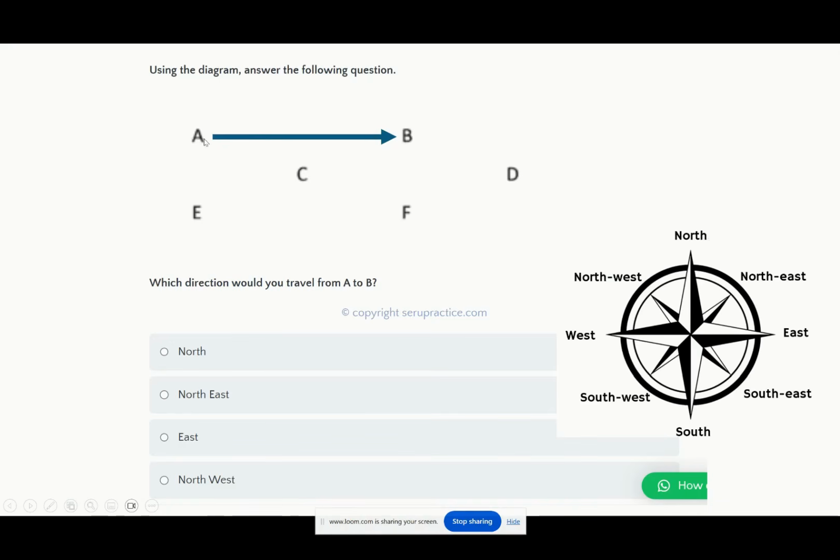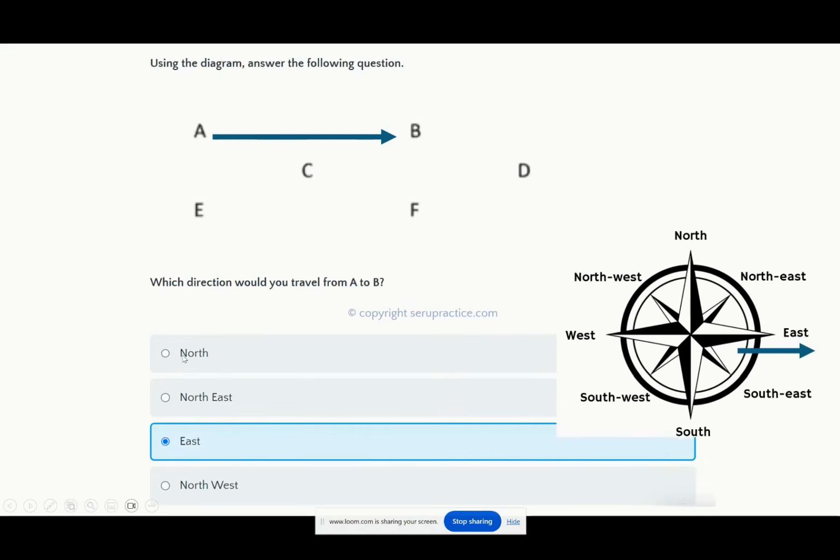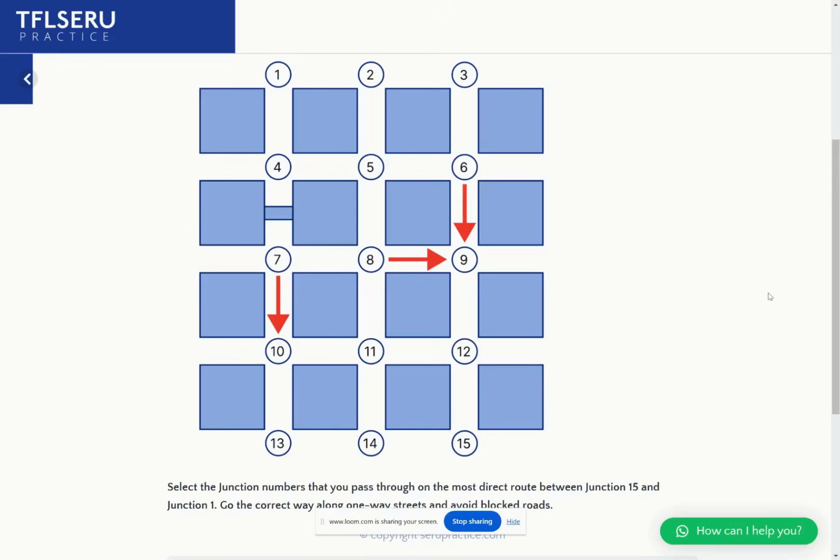So as we can see here, if we go from A to B, the direction of the arrow would be as such. This matches up with the following point on the compass, east. So going from A to B, you would be traveling east. And therefore, the correct answer is the third one. Now that one was a simple one.